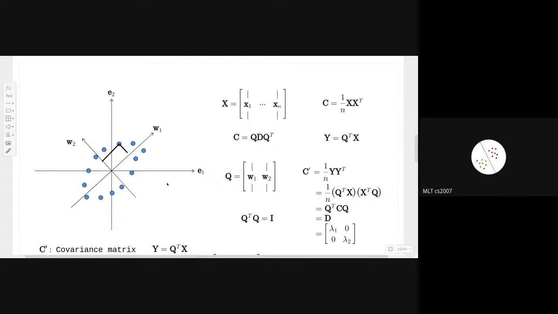Now, when you go to W1, W2, which is what PCA does to you, it moves you to a new basis. That correlation is no longer there. So W1 and W2, the coordinates of the data points, are no longer correlated in that space. It's evenly spread out.